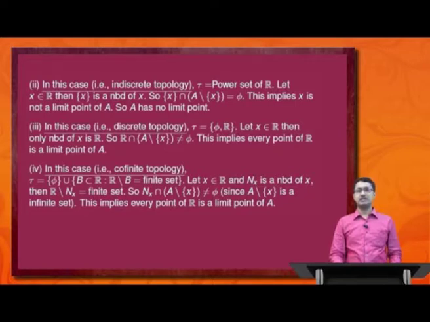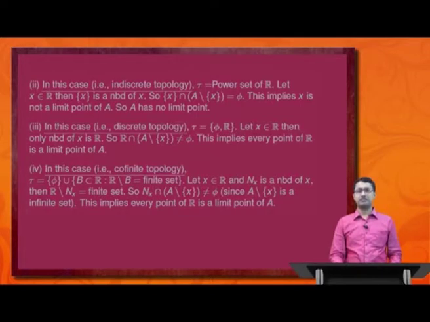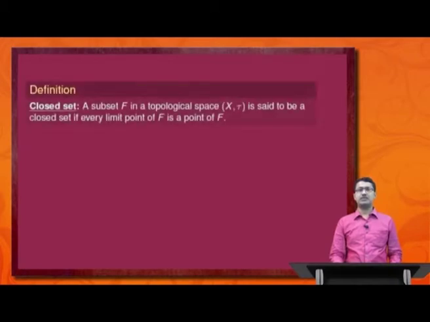Since A minus singleton x is an infinite set and R minus N_x is a finite set, that intersection is always not equal to phi. This implies every point of R is a limit point of A. Next we introduce the definition of closed set.